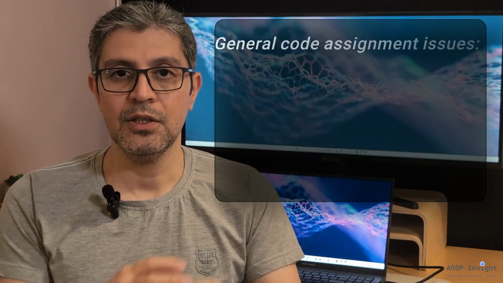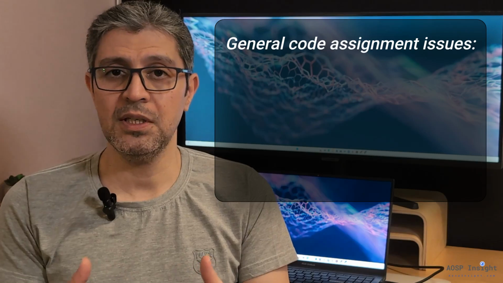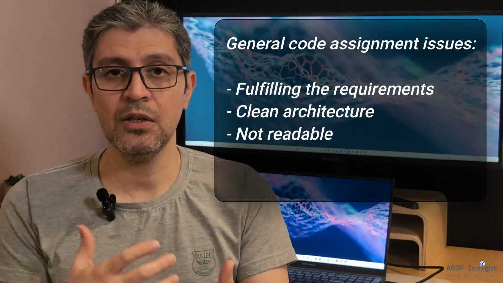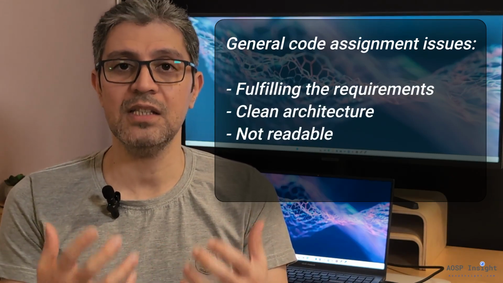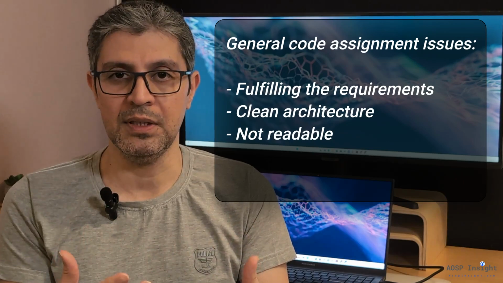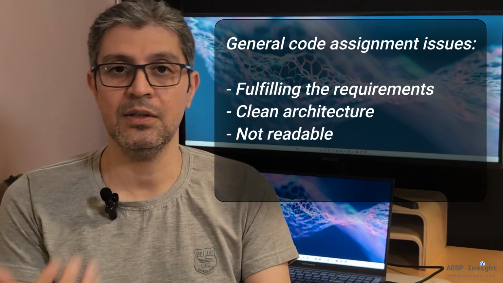There were lots of issues in the code assignments. For example, they were not fulfilling the requirement, or maybe they didn't have a clean architecture. It was not easy to follow what they have implemented, or we couldn't understand their ideas. So I'm going to share some tips that help you to implement the code assignment at a better level.